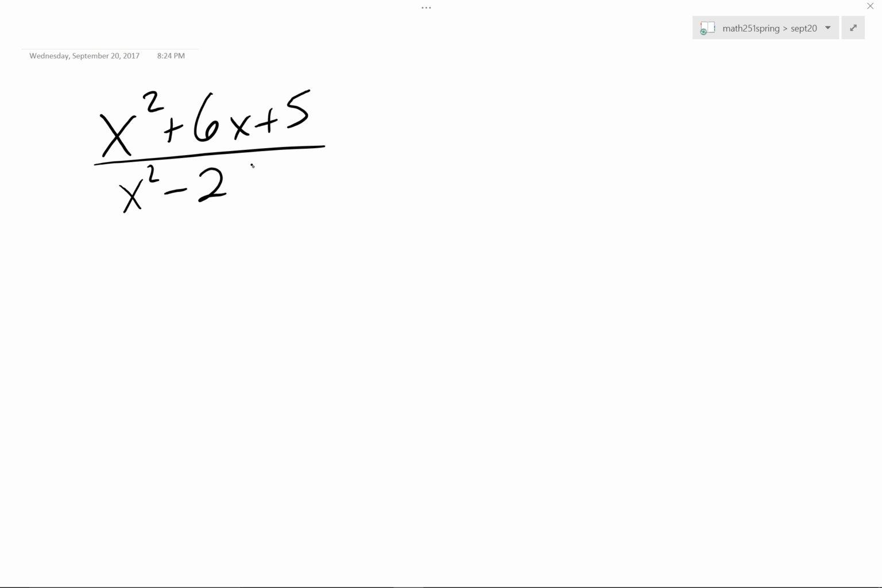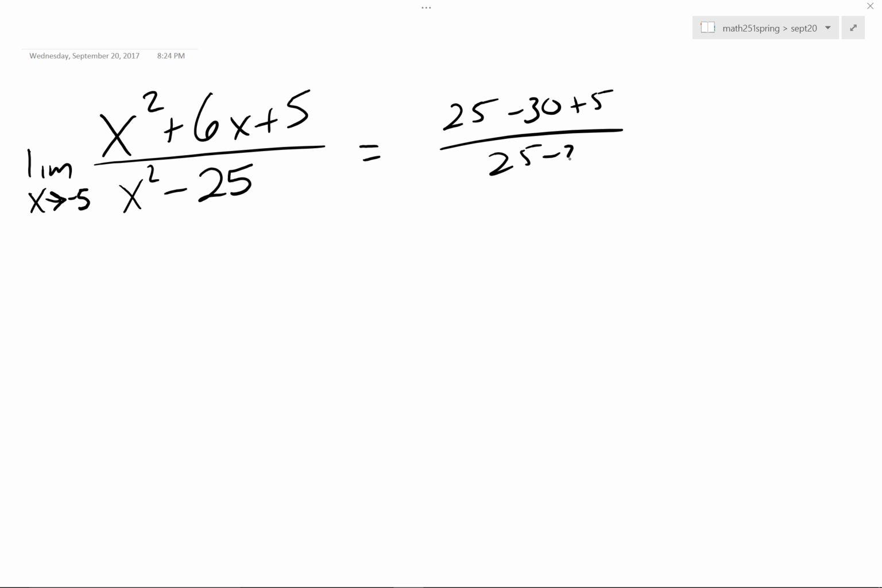Now, another one might be kind of a gross one. I'm going to kind of go big here. It's not big, but it's kind of big. The limit as x approaches -5. Well, if you plug that in, you're going to get 25 minus 30 plus 5 over 25 minus 25, which is 0 over 0. So help me God, if you leave it as 0 over 0 or something like that on the test, I will go bananas. It's kind of a big freaking deal.